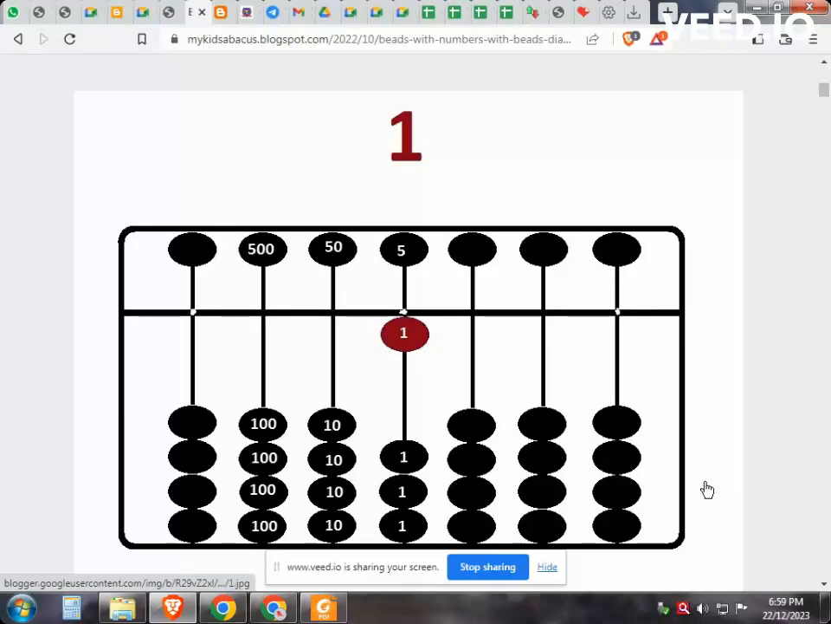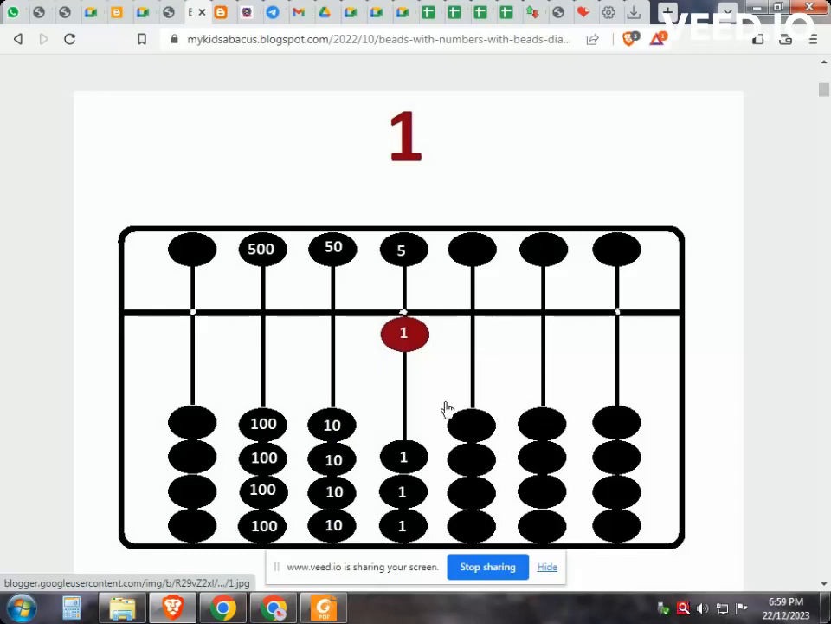Today I will show you how to add bits on abacus tool. Abacus tool ke upar bits kaise add karte hain. This is the middle bar. This middle bar is also known as an addition bar.